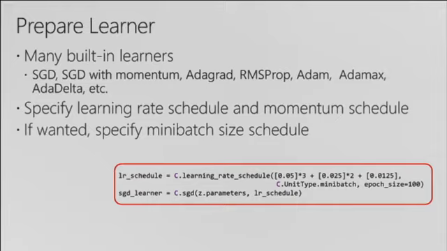And in CNTK, you can define a learning rate schedule and a momentum schedule, just as in the code underneath. So in this particular example, we're defining a learning rate schedule. It basically says for the first 3 epochs, you want to use a learning rate of 0.05. And after that, for the next 2 epochs, you want to use 0.025. And for the remaining epochs, you want to use an even smaller learning rate. And then you say, I want to define an SGD learner, and that's all you write.